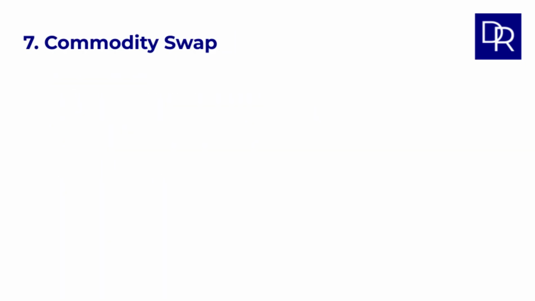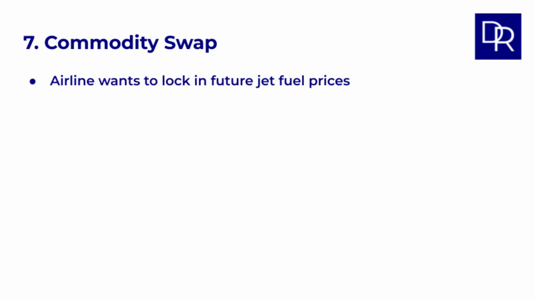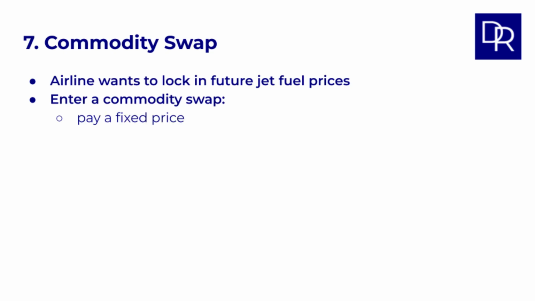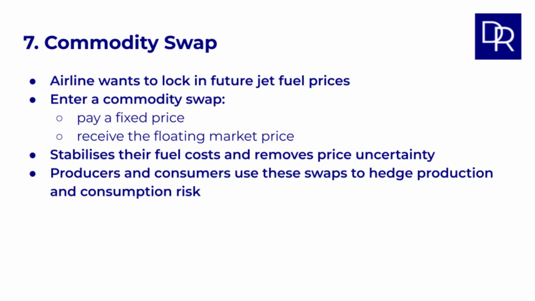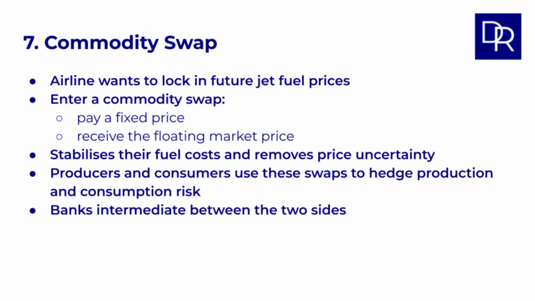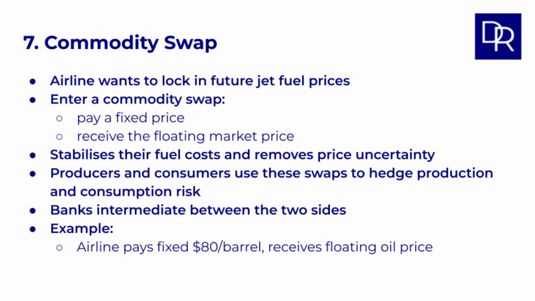Number 7, a commodity swap. An airline wants to lock in future jet fuel prices. So they enter a commodity swap. They pay a fixed price and receive the floating market price. This stabilizes their fuel costs and removes price uncertainty. So producers and consumers use these swaps to hedge production and consumption risk. And banks intermediate between the two sides. As an example, an airline pays fixed $80 per barrel and receives the floating oil price.